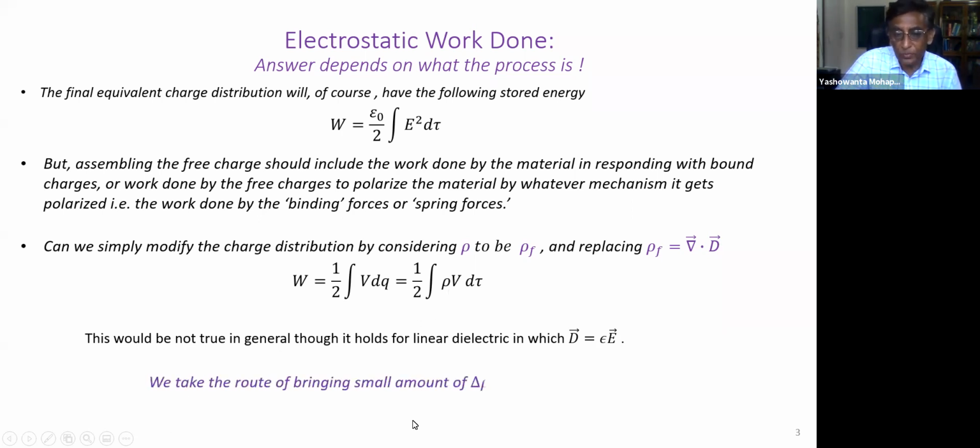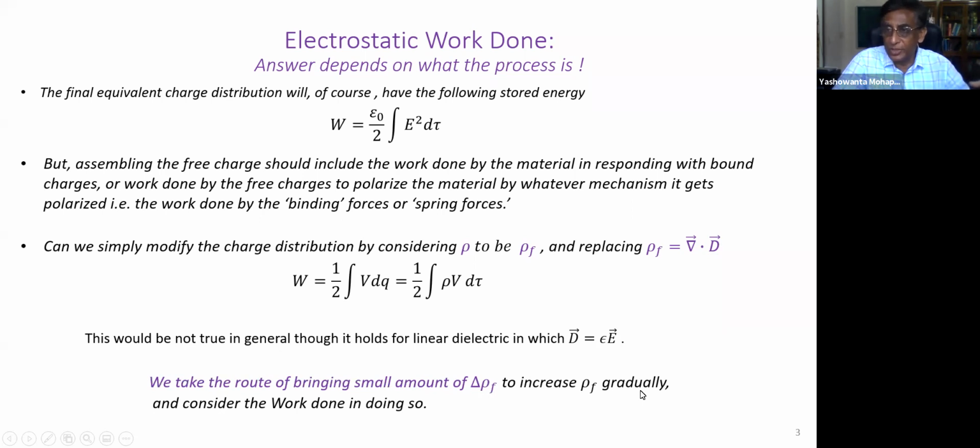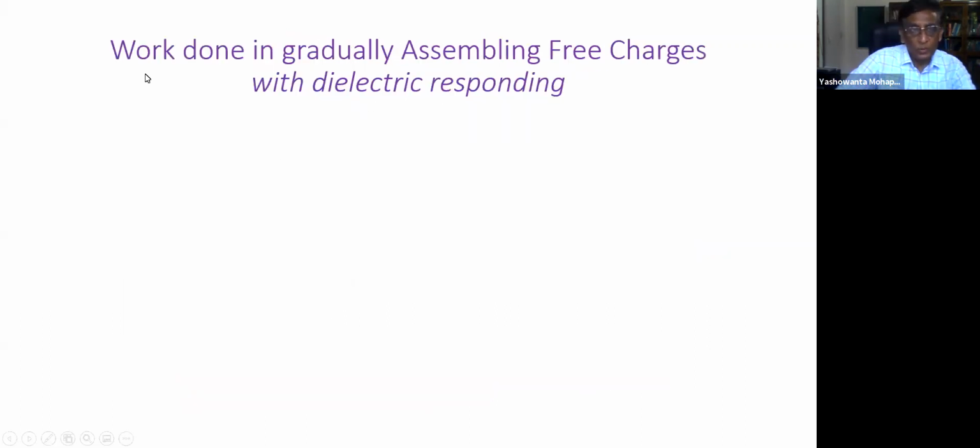So we take the route of bringing a small amount of delta rho f, okay, to increase rho f gradually. So we assemble free charges, but every time I bring the free charges, a little amount, okay, I let the material respond with its bound charges as well. So the work being done by the polarized body is also being taken into account, okay, in the process. So the procedure is work done in gradually assembling free charges with the dielectric responding.